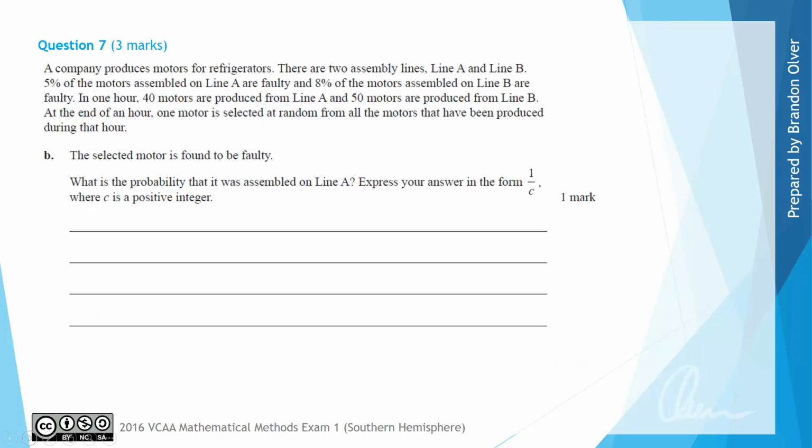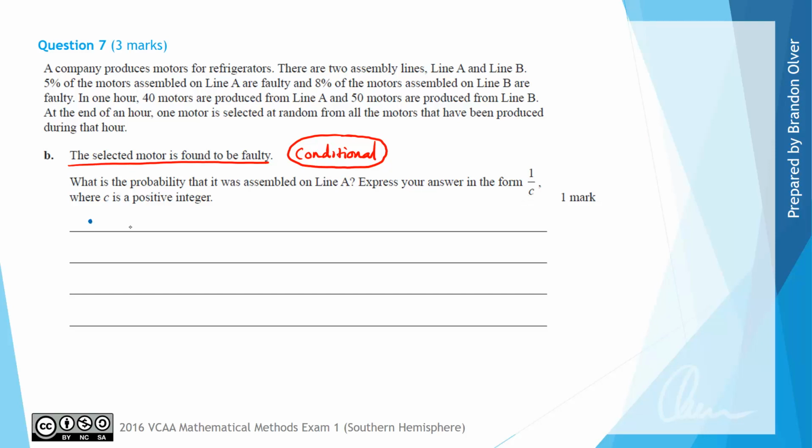For part B of this question, we have that the selected motor is found to be faulty. So without using the word given, they have in fact given us a conditional probability. The question for part B is, what is the probability that it was assembled on line A, given that we know that it was found to be faulty? And once again, we've got a form that we need to express our answer in, which is 1 on C, where C is a positive integer.